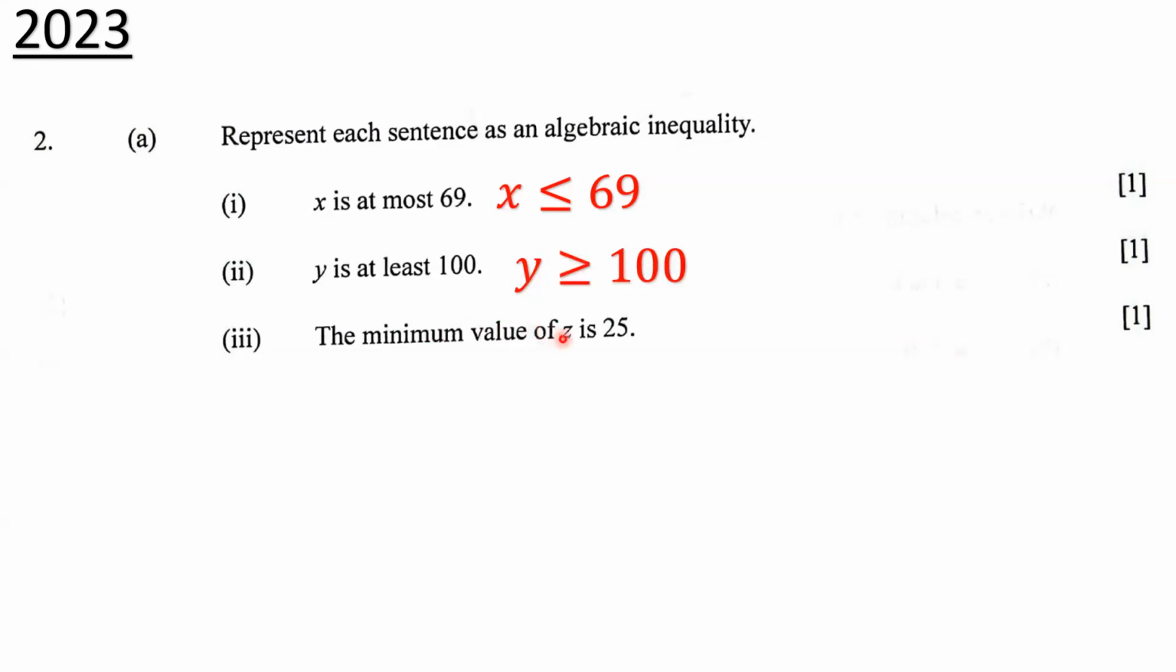The minimum value of z is 25. And this is another good one too. We're saying that the lowest that z could be is 25. And so z equals 25. That's why we put that line on it. But then we said that's the minimum value though, and so it could be greater than 25. So we say z is greater than or equal to 25. Let's move on to the next question.